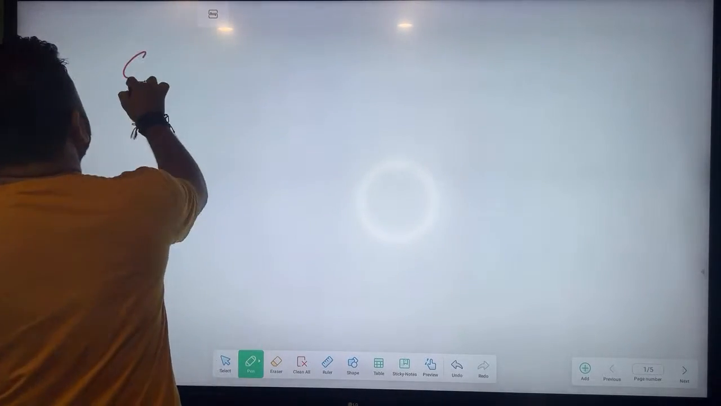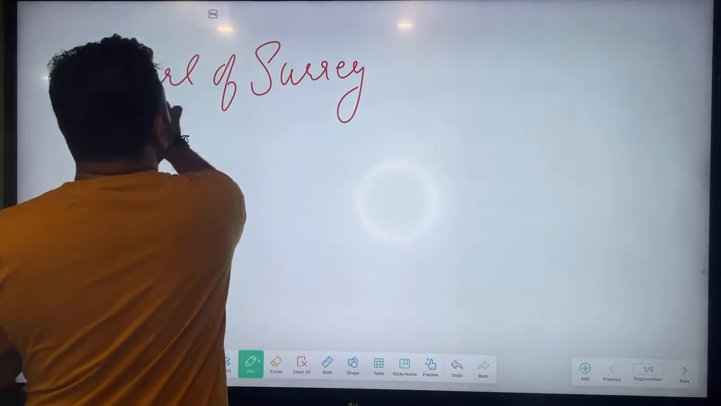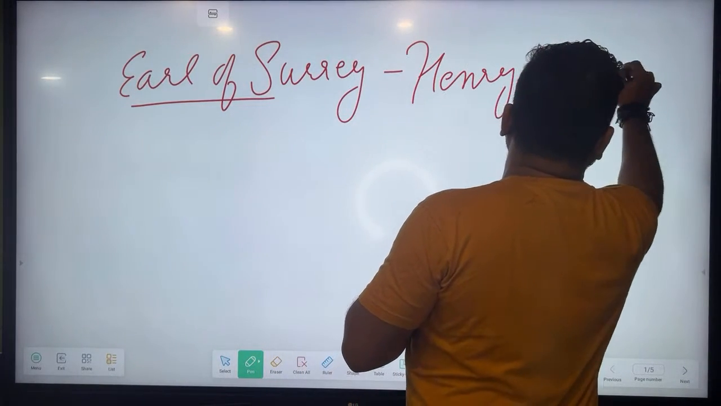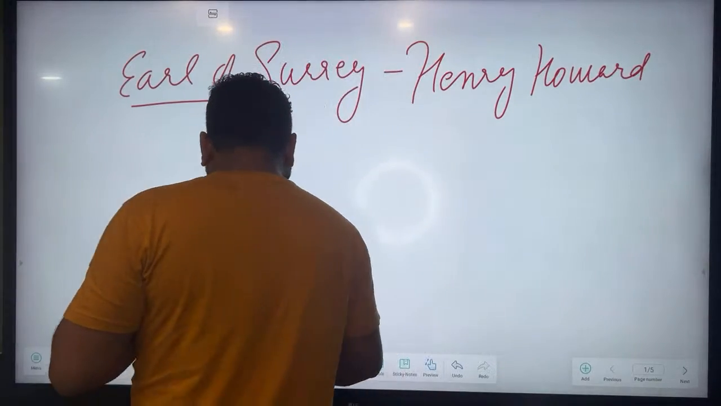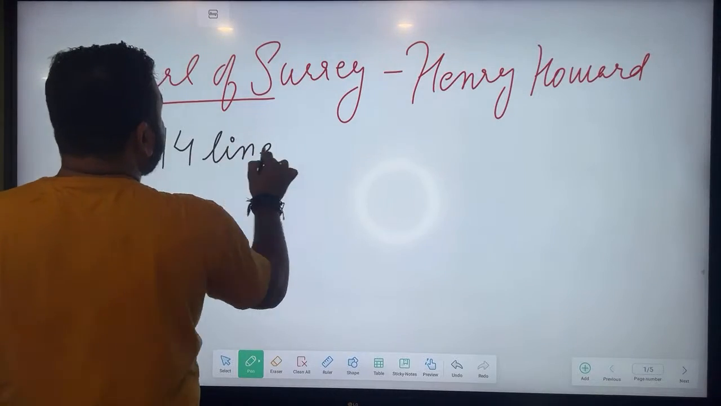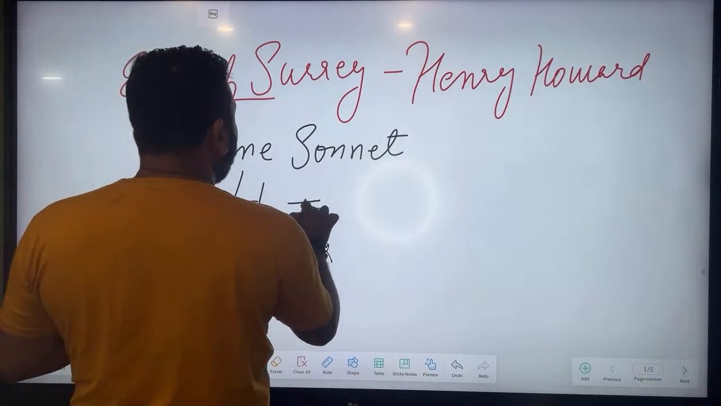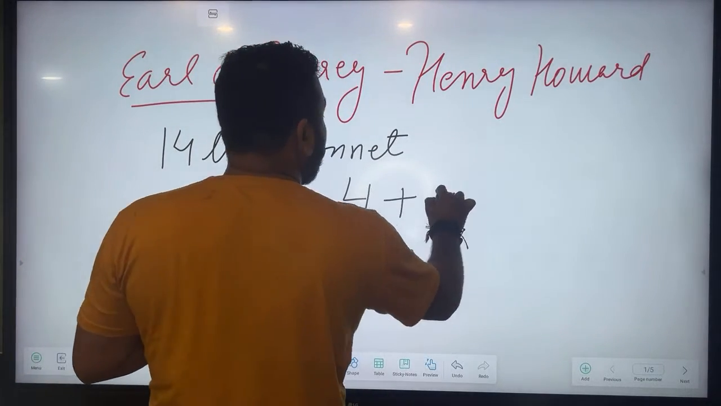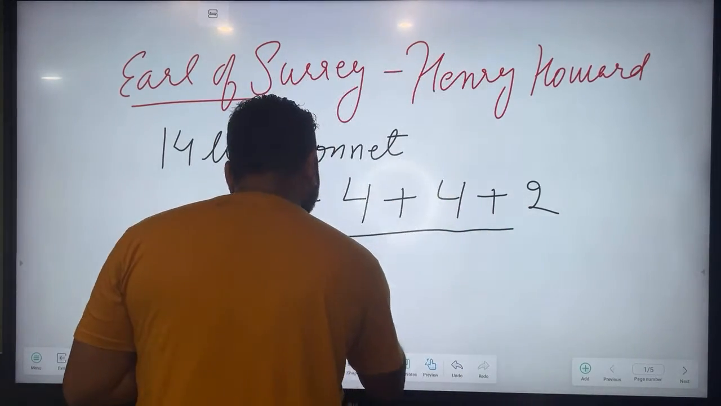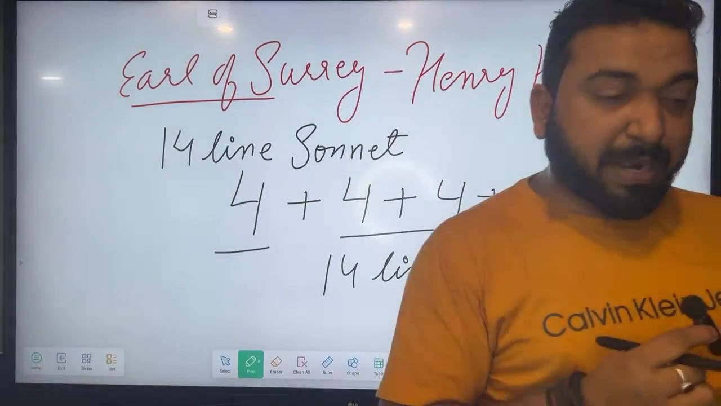Now, what is the role of Earl of Surrey? What is his real name? Henry Howard. A very important person in literature. Henry Howard, Earl of Surrey. He made some flexible changes. The 14-line sonnet got divided in three parts: 4 plus 4 plus 4 plus 2. 14 lines. He divided the sonnet. He did some pattern change.